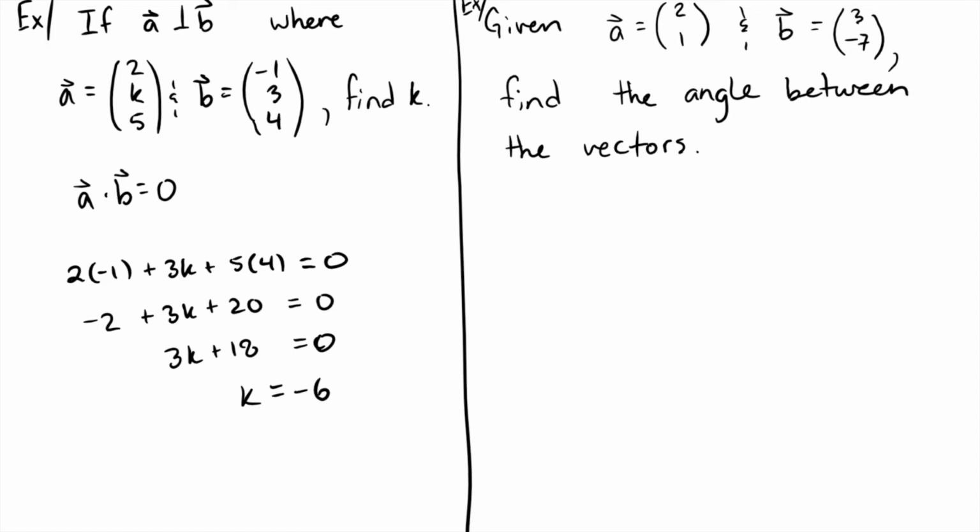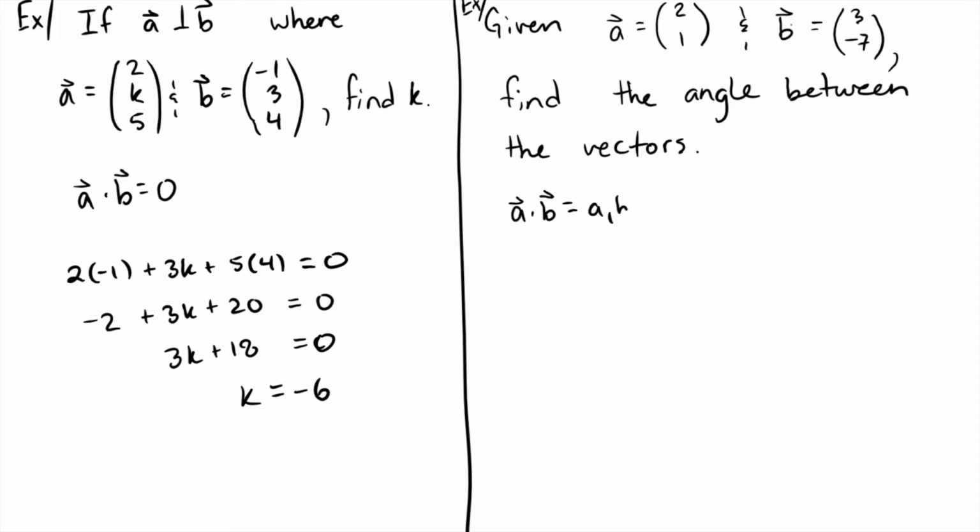For the second example, on the right-hand side, I've been given 2 vectors. This time I did it in 2 dimensions. And I know vector A is 2, 1, and vector B is 3, -7, and I want to find the angle between them. So that's actually using both of my dot product definitions.